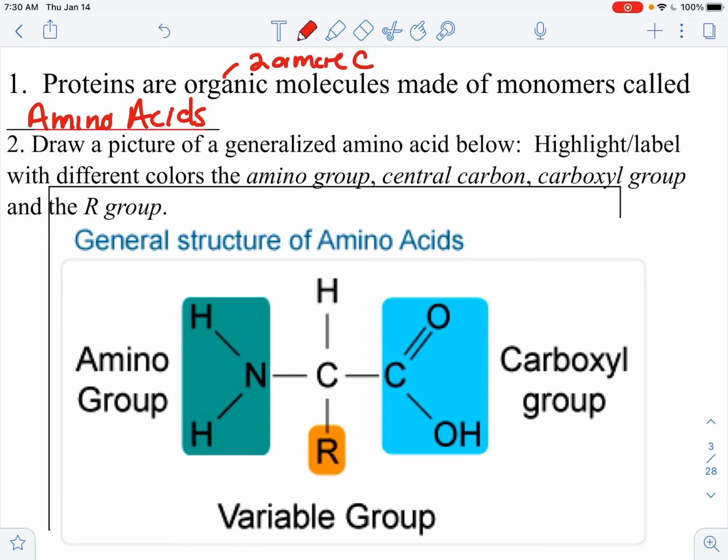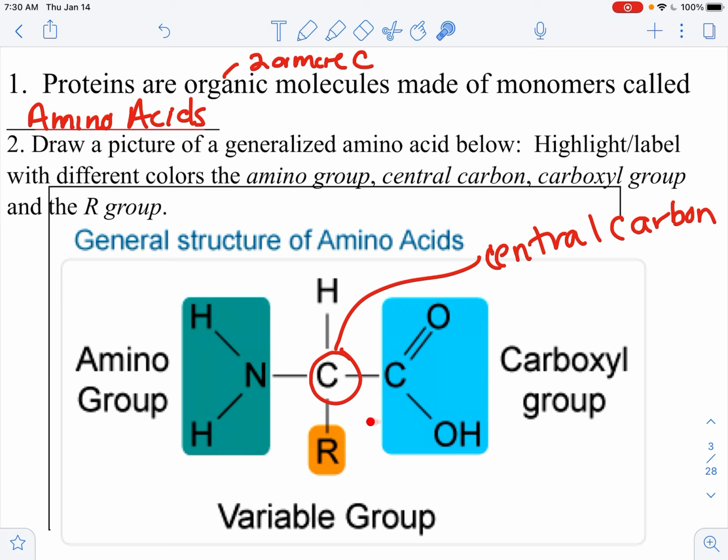You can pause this if you need to, but here's the central carbon. All amino acids have a carbon in the middle. And notice there's four sides around it. You have an amino group, which is NH2, or sometimes we'll see it as NH3, on one side. A carboxyl group, which we should be used to by now, C double bond O, OH, on the other side.